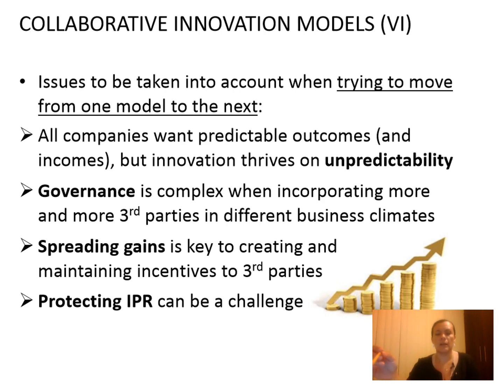When a company wants to move from one of the models that I just explained to another, there are things that need to be taken into consideration. First, the outcomes are not predictable, nor is the income, so innovation could be an unstable process. Then, in governance, if you incorporate more than third parties, who will take the role of leader of this collaborative network, or who will be responsible for the information sharing there? And spreading gains is key to creating and maintaining incentives for third parties. What will they be gaining in this sharing process?